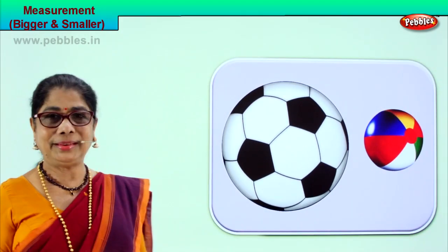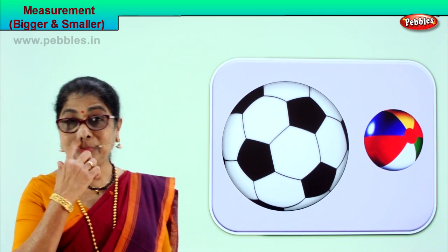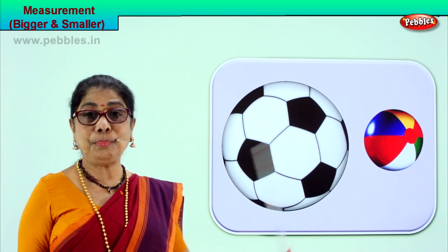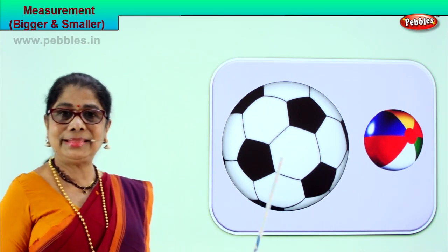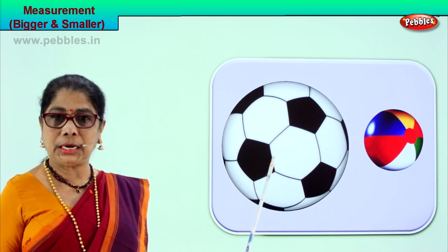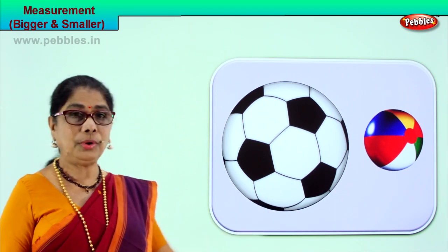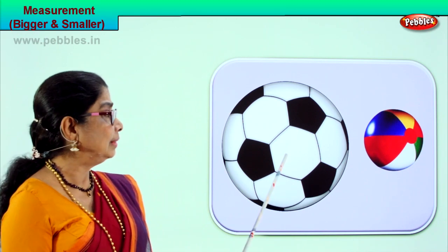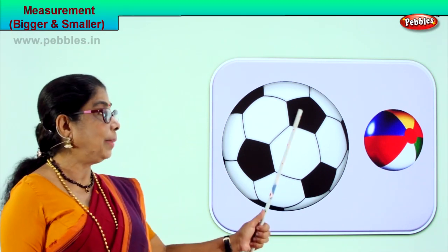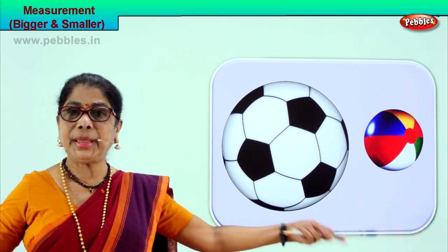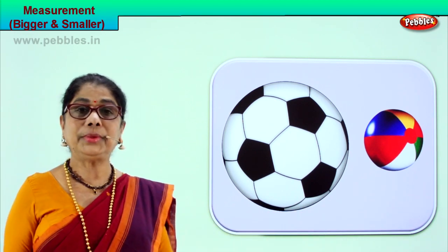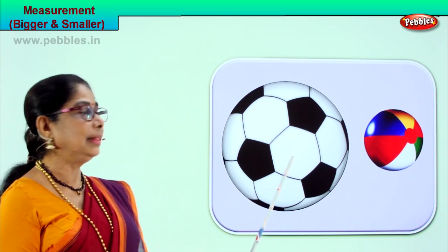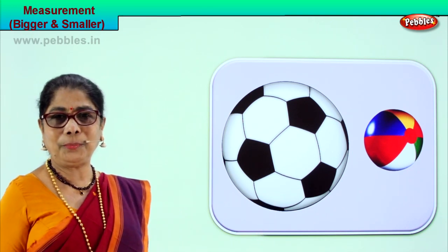Look what we have here. You'll have to play. Like to go kicking the ball? Yes. Here you have two balls. This ball is bigger than this ball. This ball is smaller than this ball. The black and white ball is bigger than the colored ball. The colored ball is smaller than the black and white ball.